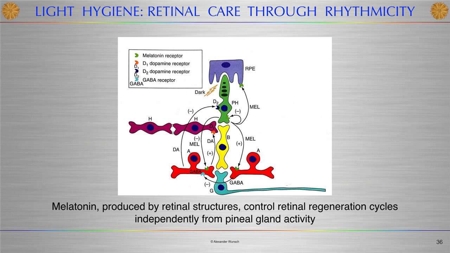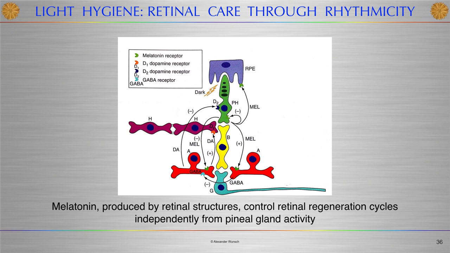This is important because also in the retina, we have melatonin control of the regeneration cycles. And the interesting thing is that the melatonin for retinal regeneration does not come from the pineal gland. It is produced on site, in the eyeball, controlled everywhere where you have this little green receptor here. You can see in the retinal pigment epithelium, here in the photoreceptor, in the horizontal cells, everywhere in the retina, we have this melatonin receptor, which is responsible for the regeneration cycles, for the regeneration of the cones and rods.